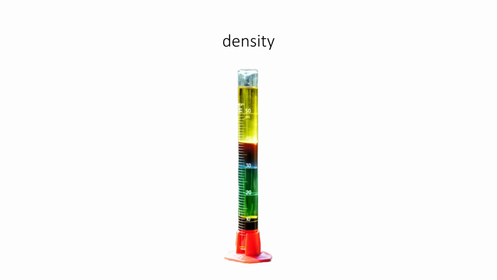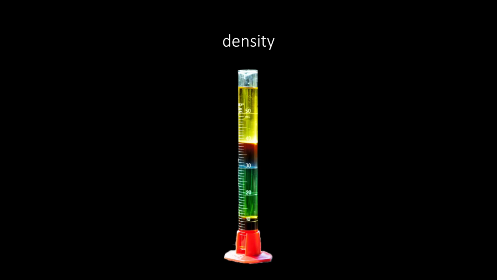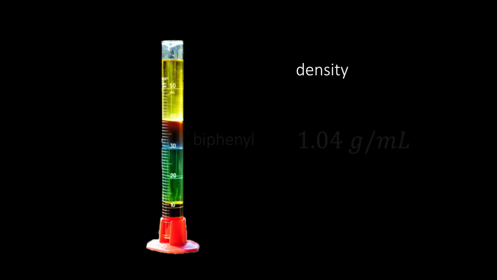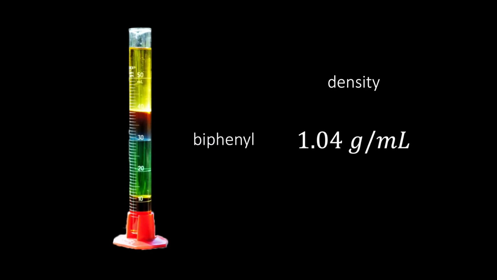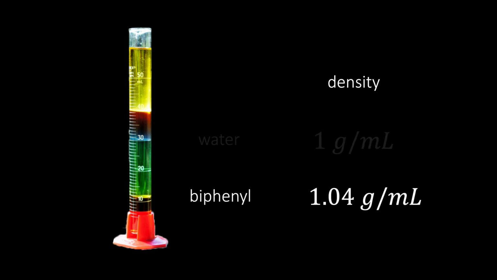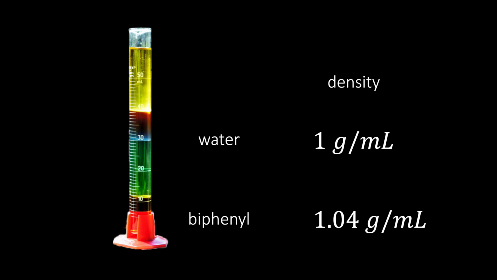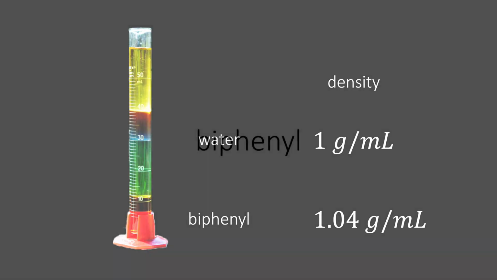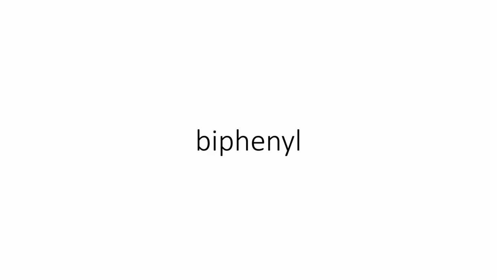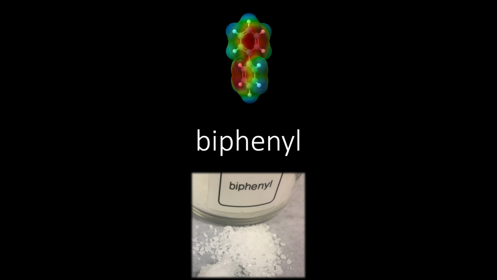The density of biphenyl is 1.04 grams per milliliter. Compare that with the density of water, which has a density of 1 gram per milliliter. Because the density of biphenyl is bigger, it would sink when you put it into water. Hopefully this video has given you a better understanding of the molecule biphenyl.